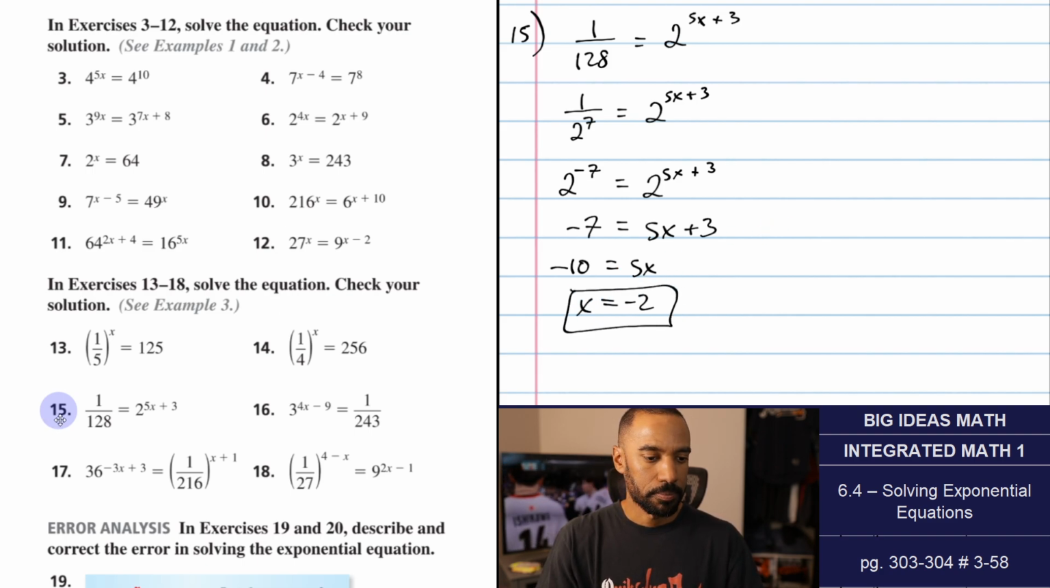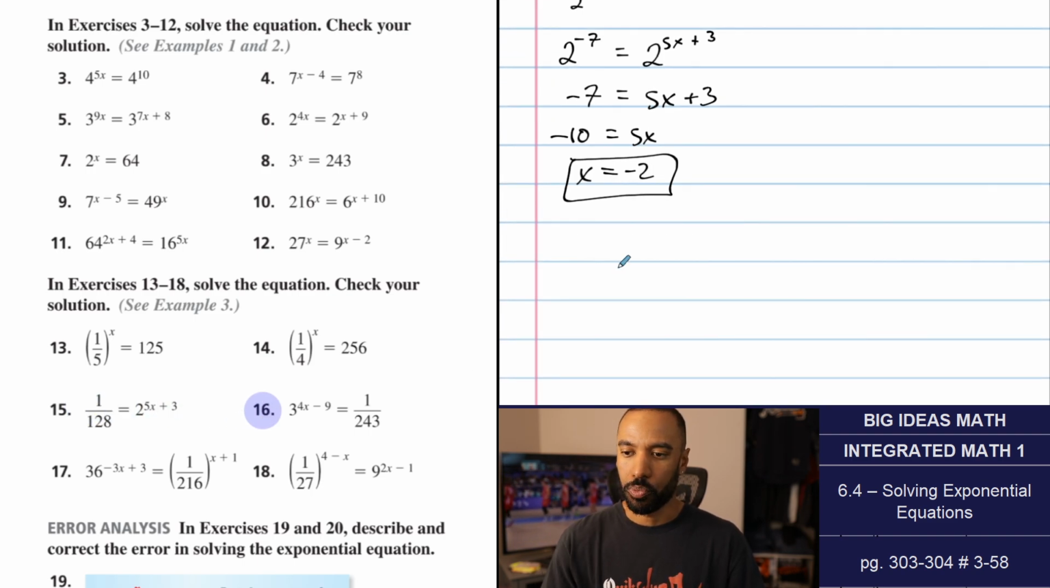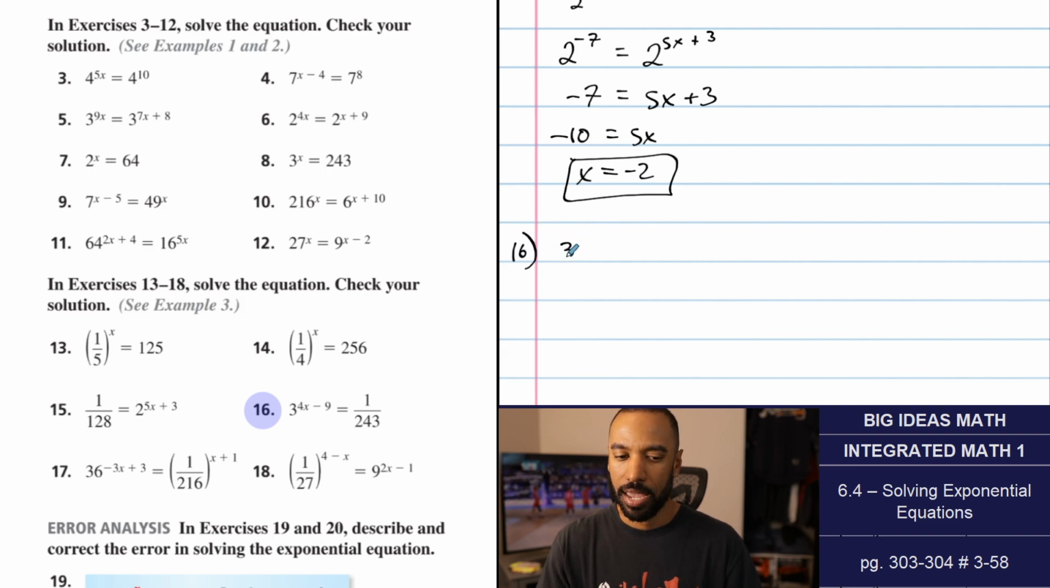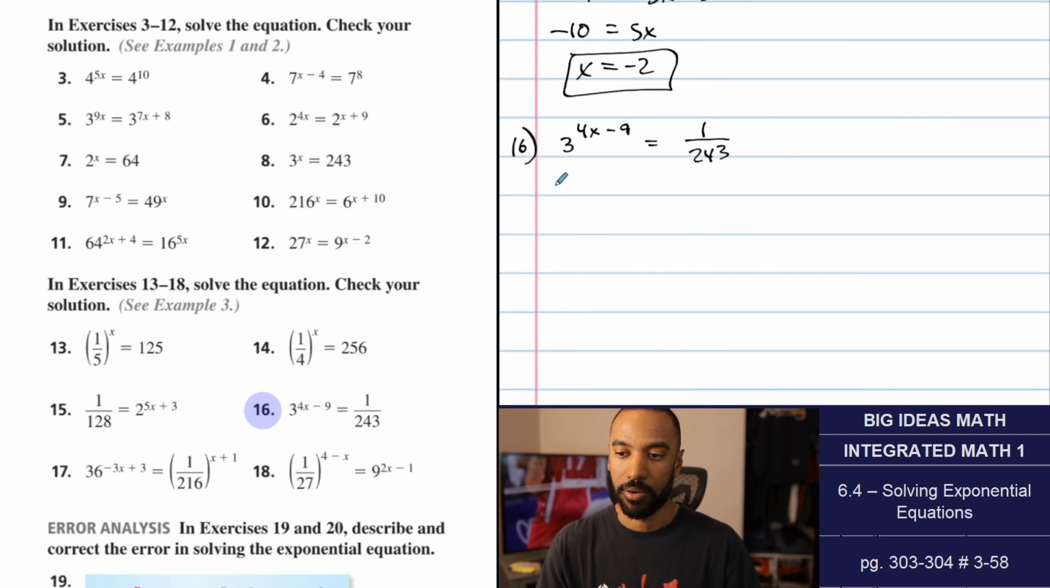Number 16 feels very similar. I believe we even did 3 to a power to get 243, so let's talk about that here. That's 3 to the 5th power. So here I have 1 over 243. If 243 is 3 to the 5th, then 1 over 243 is 3 to the negative 5th power.